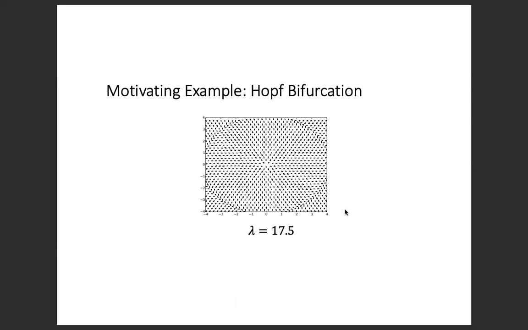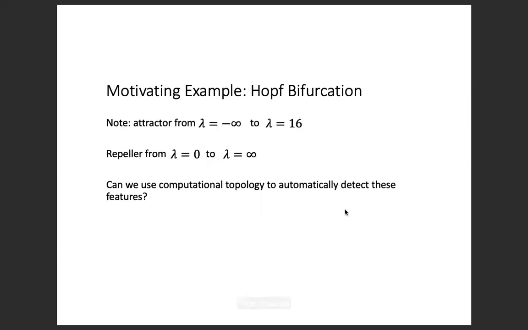Okay, so we have some changes here, right? And notably, we have some sort of attractor that persists from lambda equals negative infinity to lambda equals 16. And then we have a repeller that persists onward, right, from lambda equals 0 to lambda equals infinity. So a natural question is if we can use computational topology to automatically detect these sorts of features. And our answer is also ultimately going to be yes by using persistent homology.